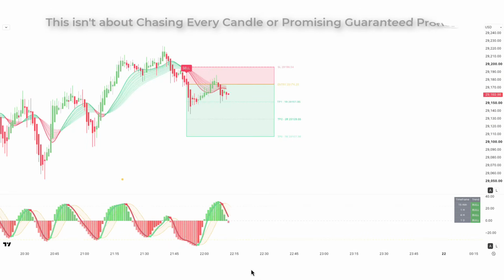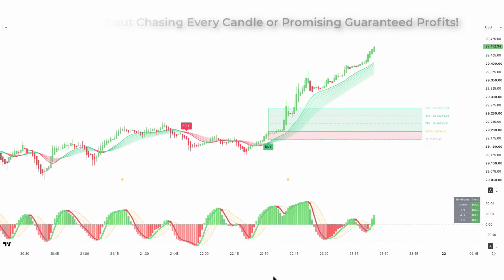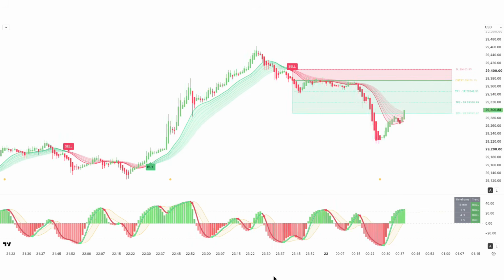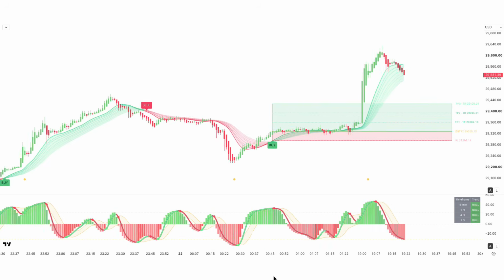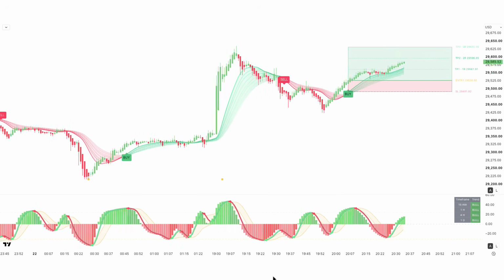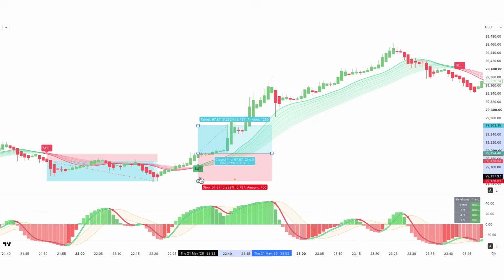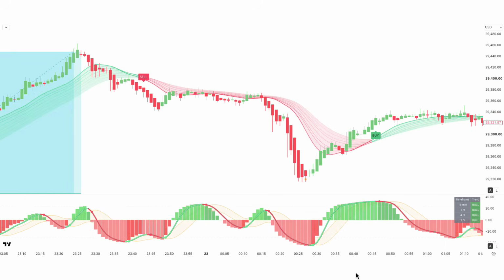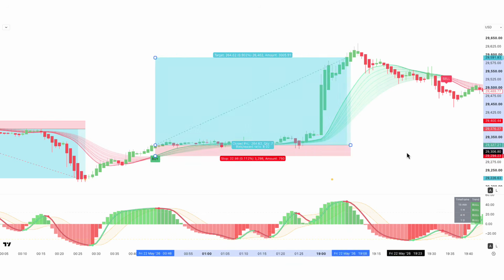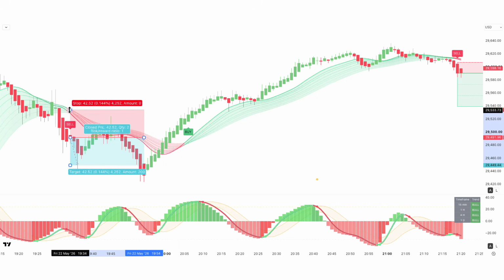This isn't about chasing every candle or promising guaranteed profits. It's about building a repeatable process that helps you identify better trading opportunities with confidence. I'll explain why these 2 indicators work well together, the exact settings I use, the mistakes that make most traders fail with them, and how I filter weak signals before entering a trade.